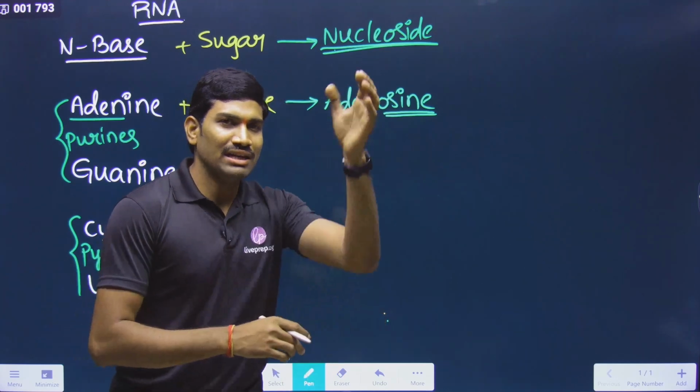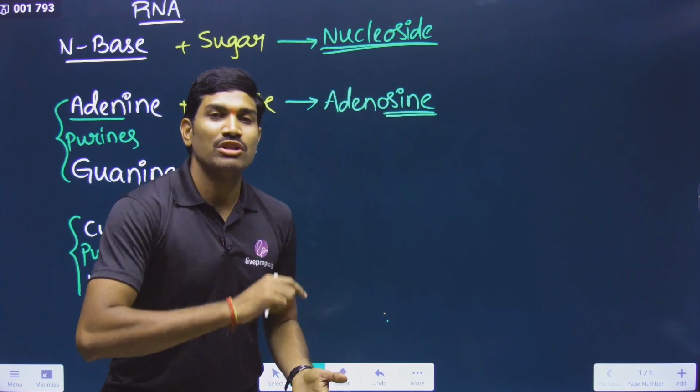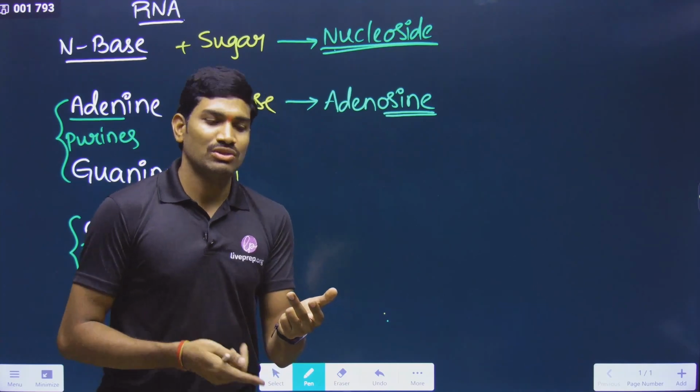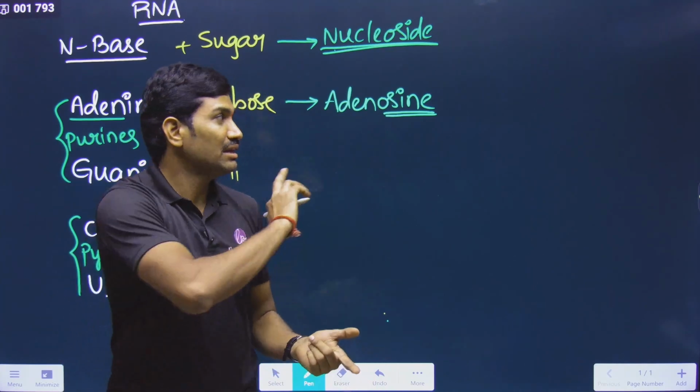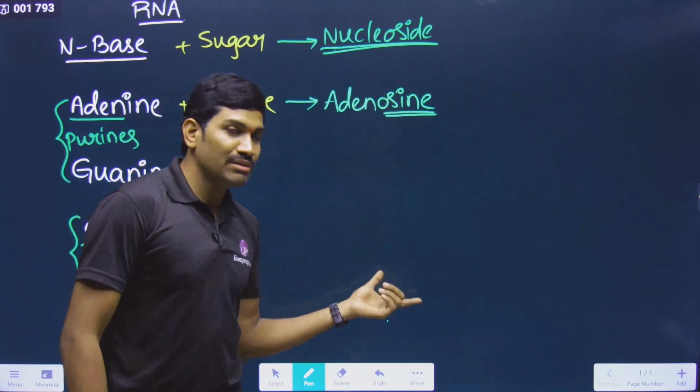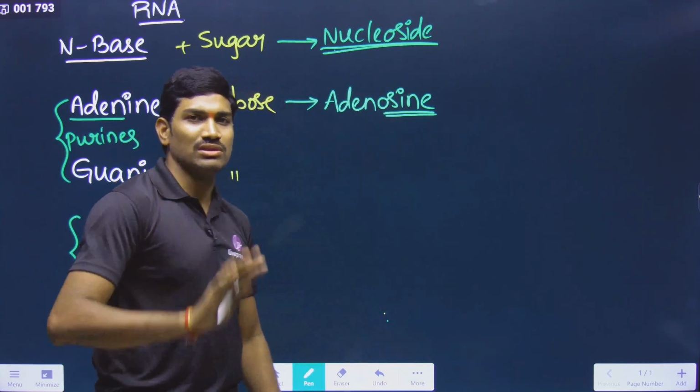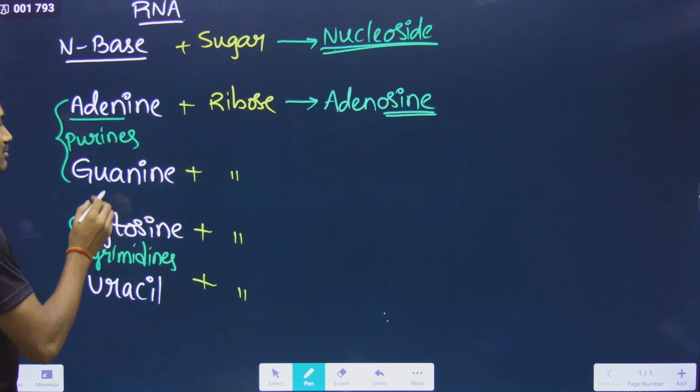So if they are giving some list of names, based on the names you need to understand whether that is a nitrogenous base, nucleoside or nucleotide. So that's why names are very important, and these names were very clearly given in NCERT. So it is part of NCERT, you should know this. Clear?